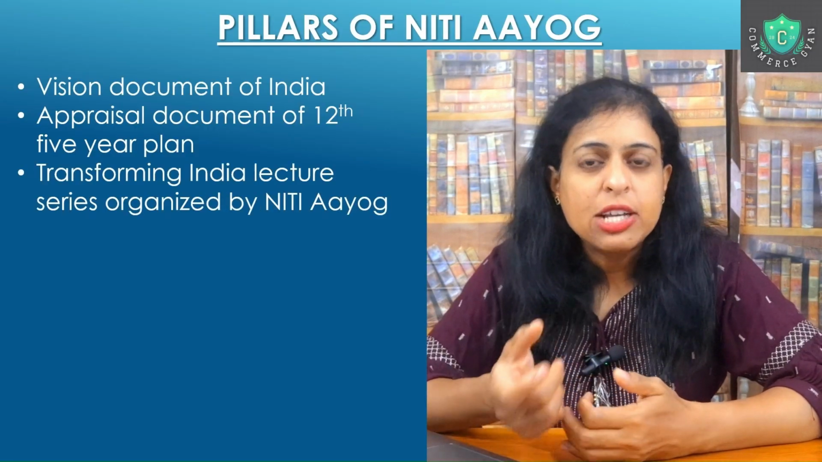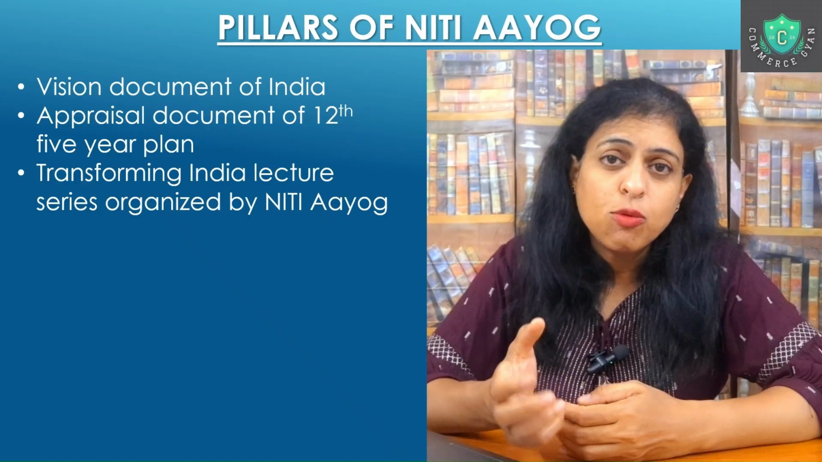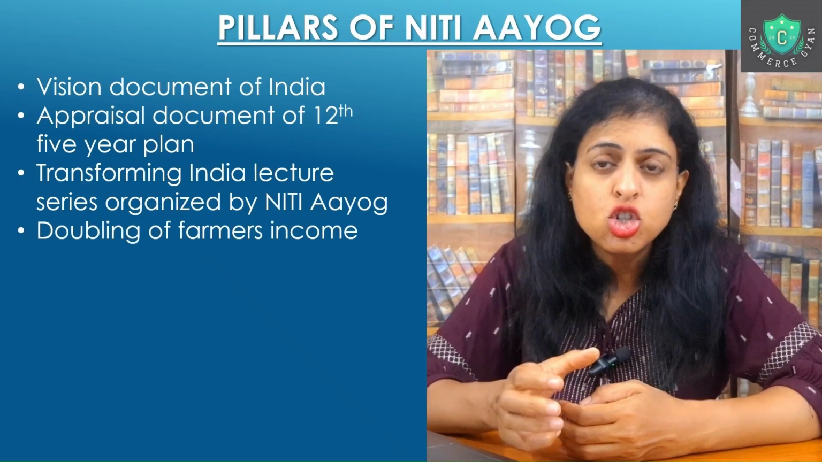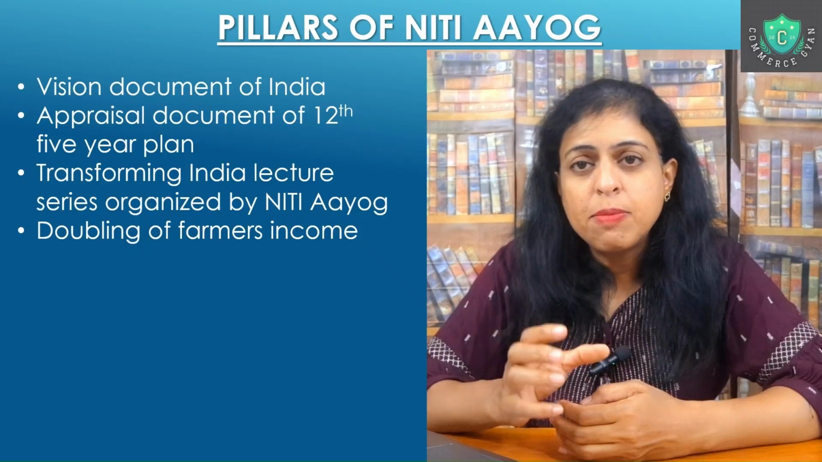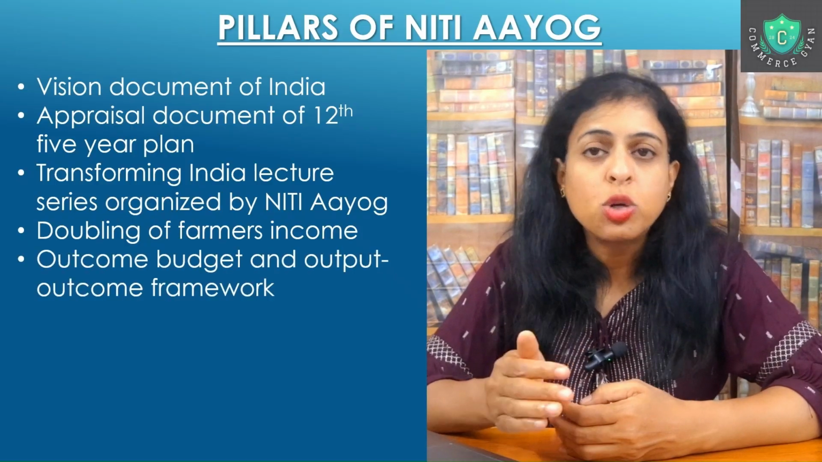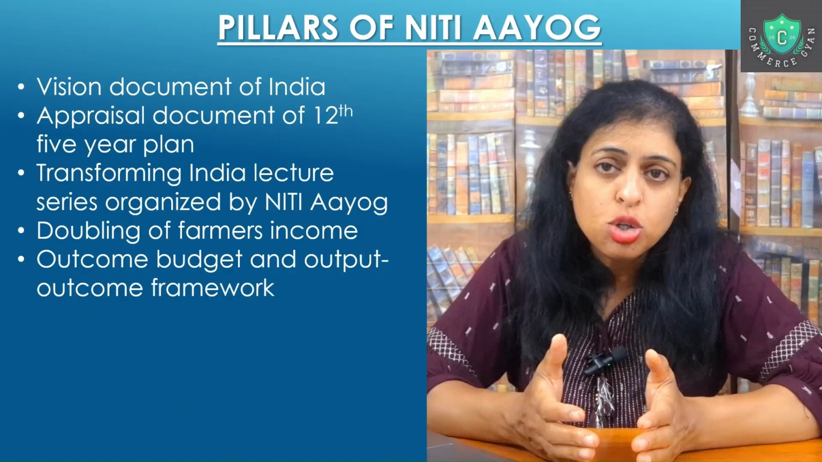Then they also had a lecture series which was put forth by NITI Aayog. Doubling of farmers' income was another major part, or the vision or pillar, of this NITI Aayog. Then they also decided that there should be an outcome budget and an output-outcome framework. So you should be able to decide that this should be the output of the particular industry, company, or whatever you decide. Plus there should also be a recognition of the outcome. So what has happened because of this output, what is the outcome, is it positive or negative, why is it positive, why is it negative, and so on.